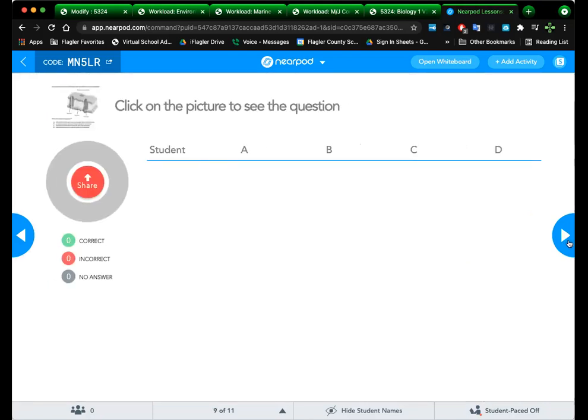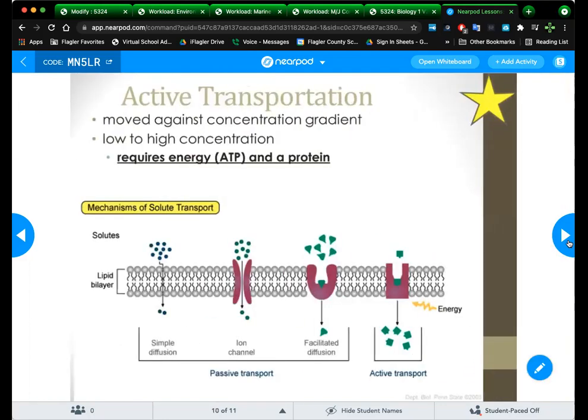Okay, and there's another type we're going to go into more detail after, which is osmosis. It's just specifically for water. It's just passive transportation of water. I'll talk about that in a minute.